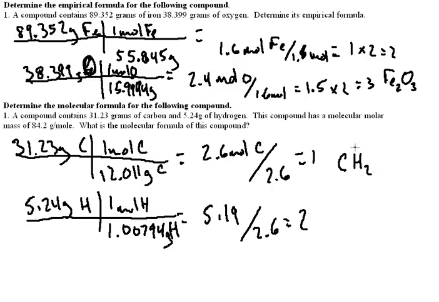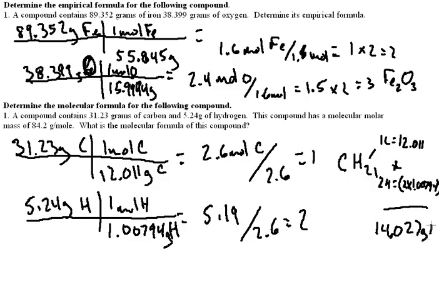Now what we need to do is turn this into a molar mass. So we've got 1 carbon, we have 2 hydrogens, so the molar mass of the 1 carbon is 12.011. The molar mass of our 2 hydrogens is just going to be 2 times 1.00794. So let's just add those together. If we add those together, we end up with 14.027 grams per mole of our empirical formula.